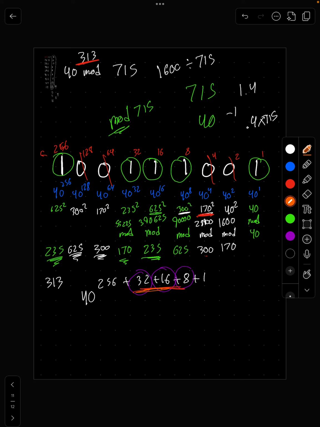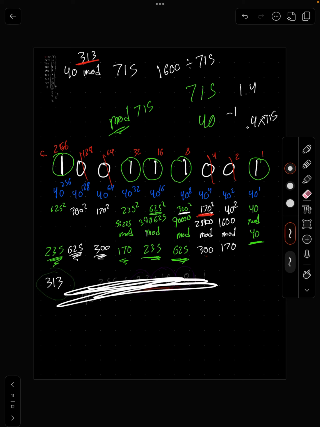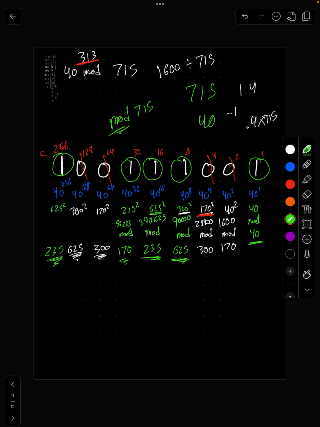Now, the modulars, the things that were left over under the ones, are the ones that we have to multiply to get our modular of 313. So let me just delete this. And so all the ones that are under ones, in this case, 235 times 170 times 235 times 625 times 40. So that is what we need to get the mod of 40 to the power of 313.